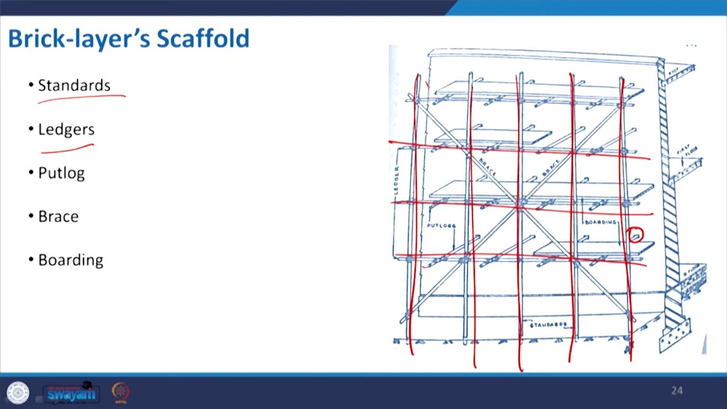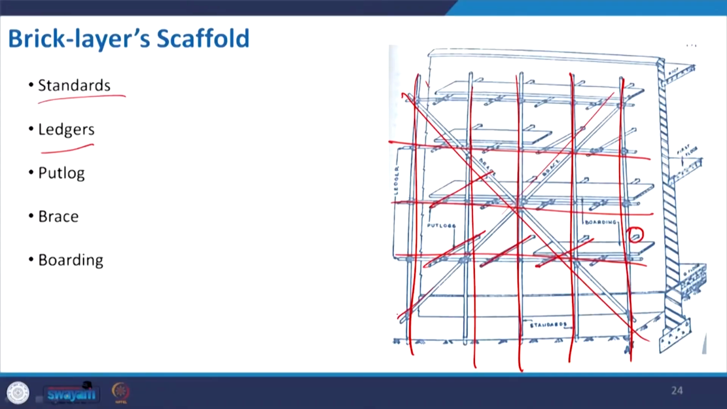All these members connect this frame, the ledger and the standard, to the wall with a putlog. And if the structure is too high, then due to wind load, the lateral load, it is not safe only to connect it with the wall. So we use bracing to give more stability, and whenever we want to work, we also use some platform or boarding.